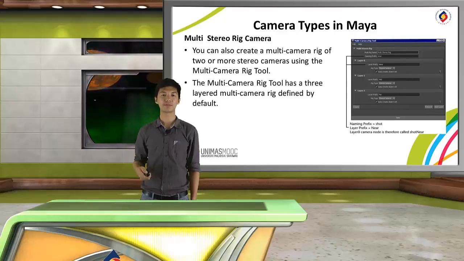Next, we are going to talk about the multi-stereo rig camera. You can also create a multi-camera rig of 2 or more stereo cameras using the multi-camera rig tool. The multi-camera rig tool has a 3-layered multi-camera rig defined by default. You can also create your own custom multi-camera rig by using this tool. You can customize the number of layers in your multi-camera rig, and you can customize the rig type for every layer. Choose between the standard stereo camera or any custom rig that you have registered.